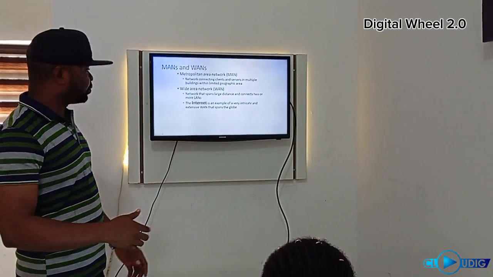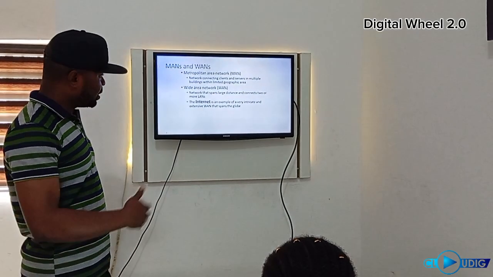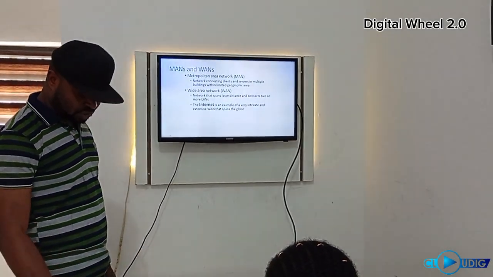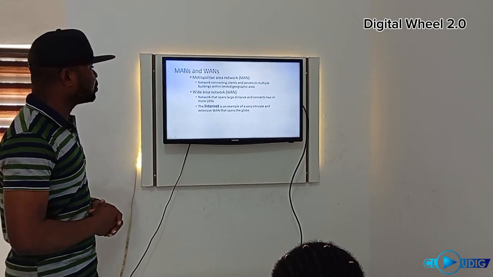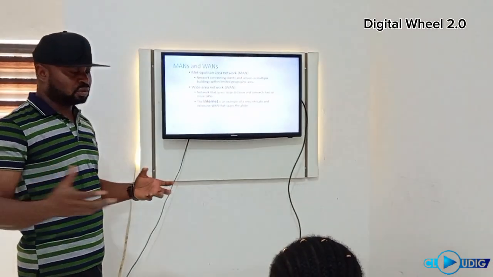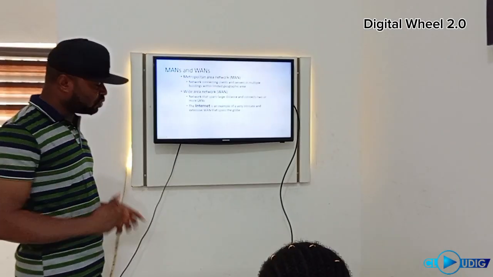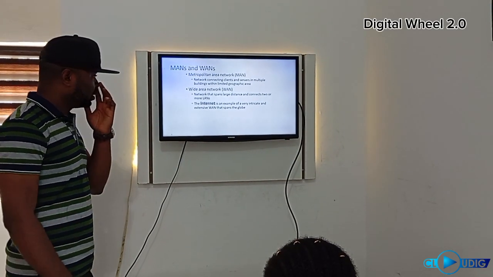Alright? So that geographical area can be, just like you have your Buhari down, just like you have your Nyanya. So the network concerned with connecting computers together to share resources over that kind of geographical location is called the metropolitan network, right?